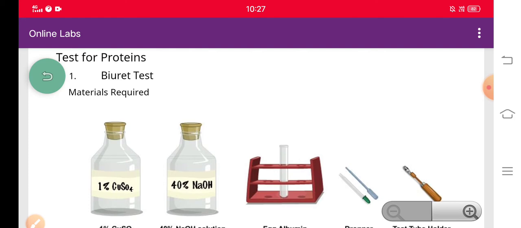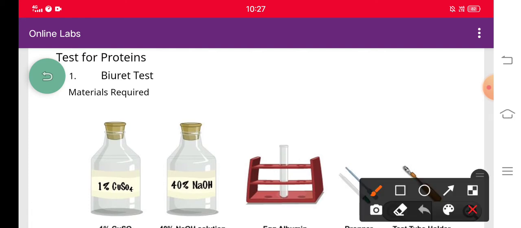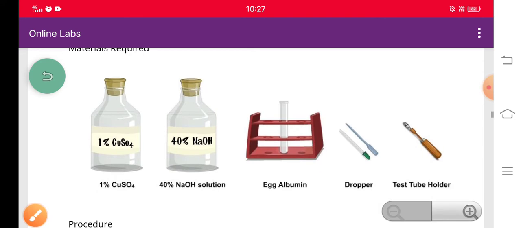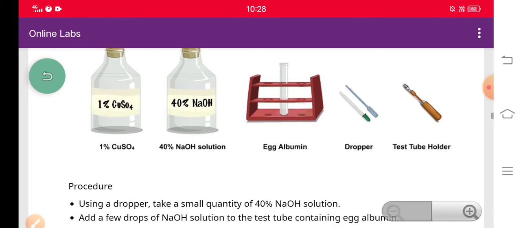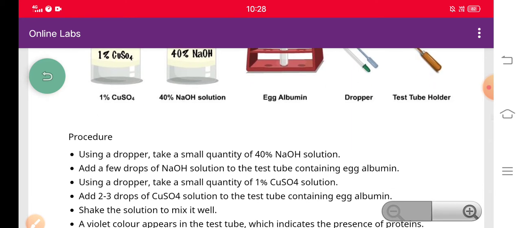Now the test of protein, the biuret test. In this we have to use 1% copper sulfate, 40% NaOH, egg albumin, dropper and test tube holder. First of all, using a dropper, take a small quantity of NaOH solution. Add a few drops of NaOH solution to the test tube containing egg albumin.